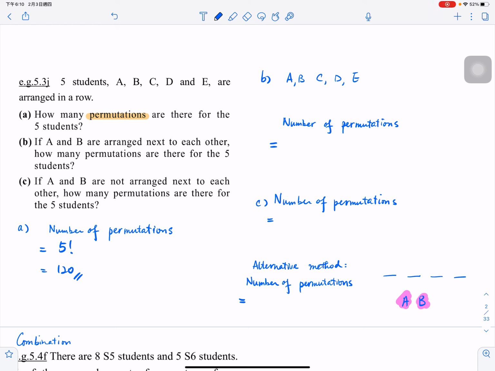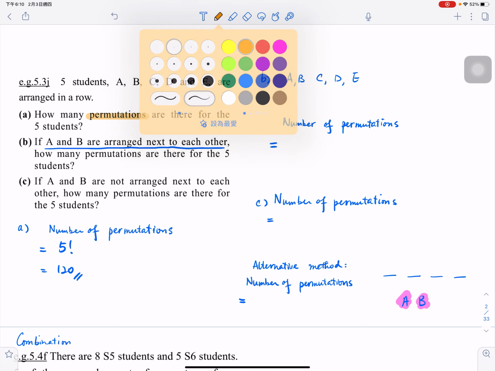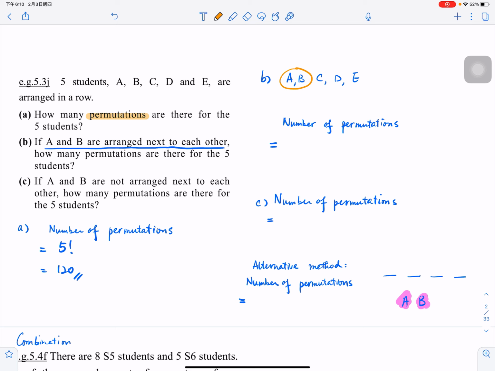Now part B. A, B are arranged next to each other. So this time you need to think of it as one group. Then again, the question is asking about the permutation. So here, after you group AB, 4 factorial, 1, 2, 3, 4, right? And inside this group, 2 factorial. So as a result, the number of permutation is 4 factorial times 2 factorial, so it's 48.